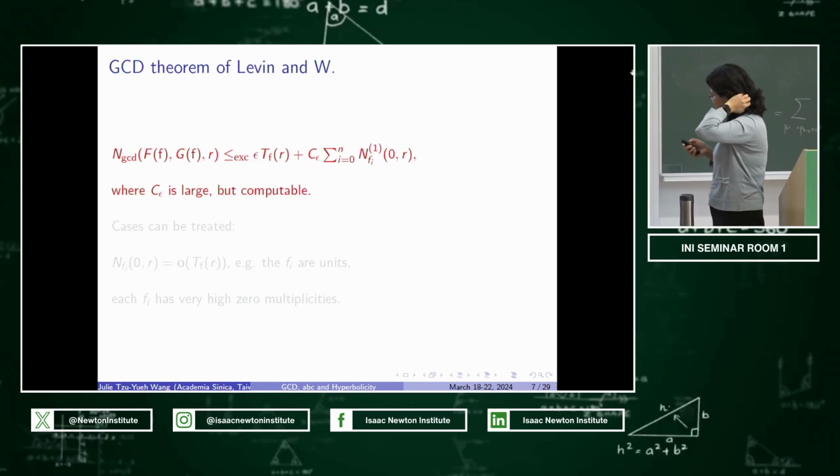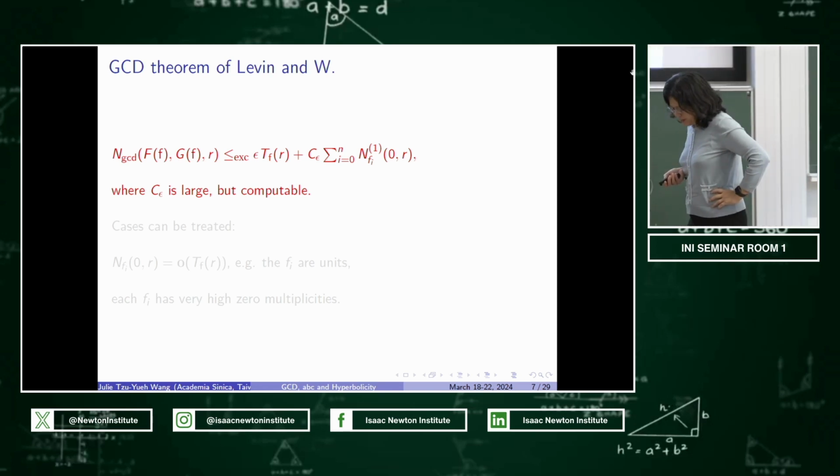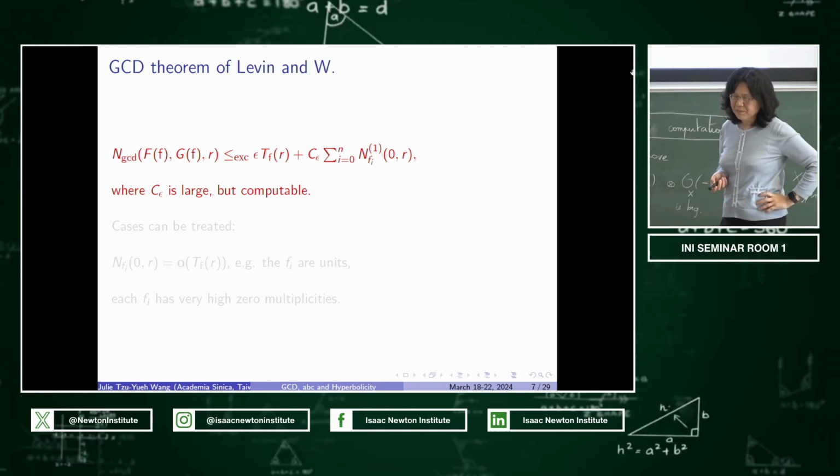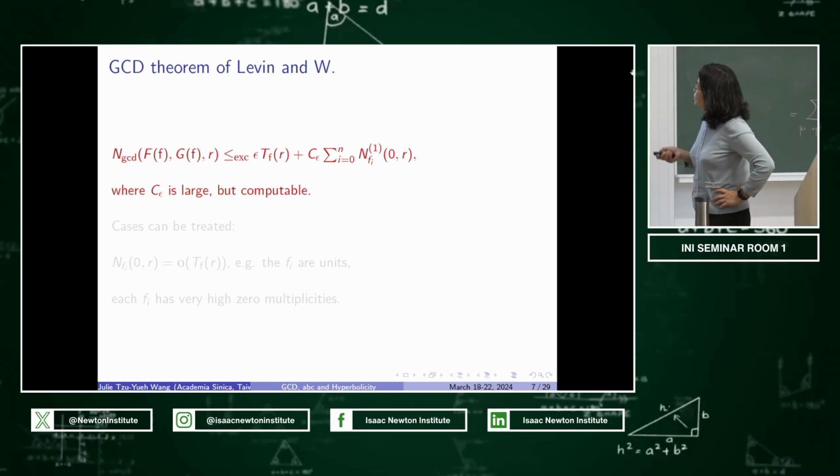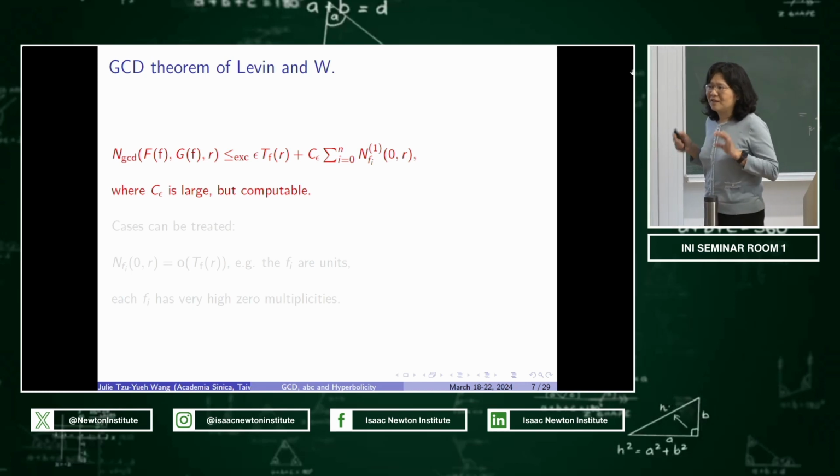Okay, so Silverman's result depends on Vojta's main conjecture, but we were able to prove a GCD theorem with Levin, and what we prove is the following. So we have this term here. However, for this term, we have some constant, but this constant is large, unlike Silverman, who actually had one there. But we don't assume anything. So this is a theorem.